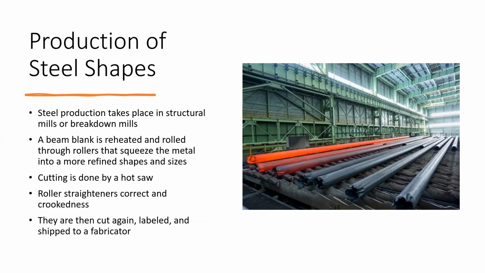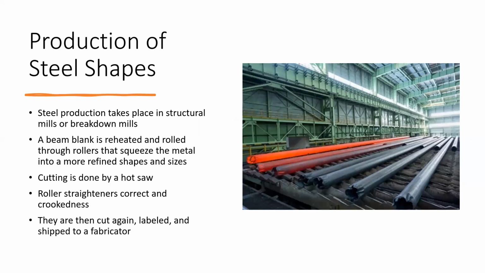The cutting is done by a hot saw, and a hot saw is just a specialized saw that is used with unique blades that cut the steel beams, blanks, whatever you want to call them, into their desired shape. Now, this is done with a machine more than it is by hand because you're cutting through steel.